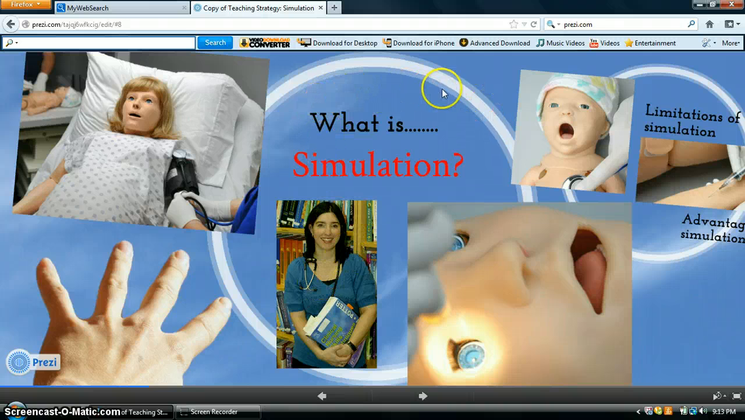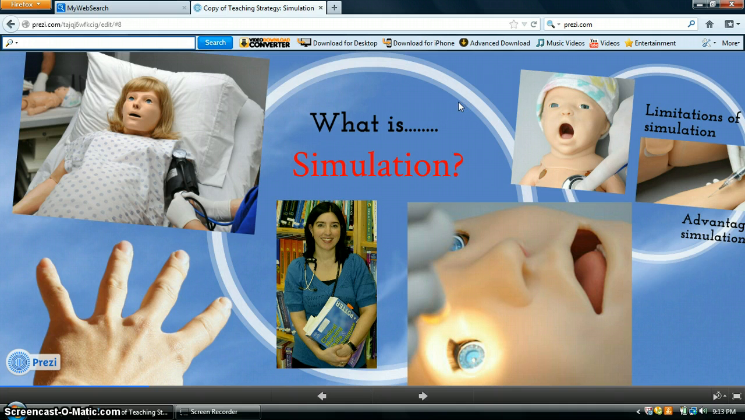And when we ask ourselves, what is simulation? Simulation is really something that resembles reality. And how you can use that as a strategy in teaching is that it prepares learners for complexities of professional practice. Simulators set the stage for students to work in as real an environment as possible, to collect data, make clinical decisions, and reflect on their practice.